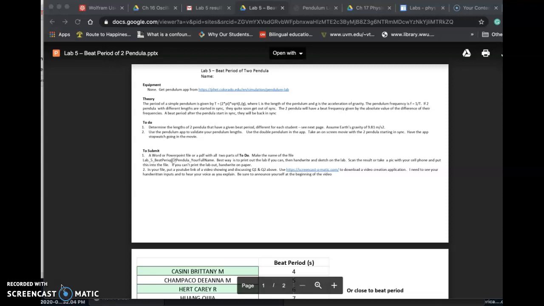This video will cover Lab 5, covering the beat period of two pendula. In order to do this, we need to use the pendulum app from the last lab. The essence of this is to determine the length of two pendula that have a given beat period, and that we have to use a gravity of 9.81 meters per second squared as an acceleration. And then we use this application to confirm our suspicions.